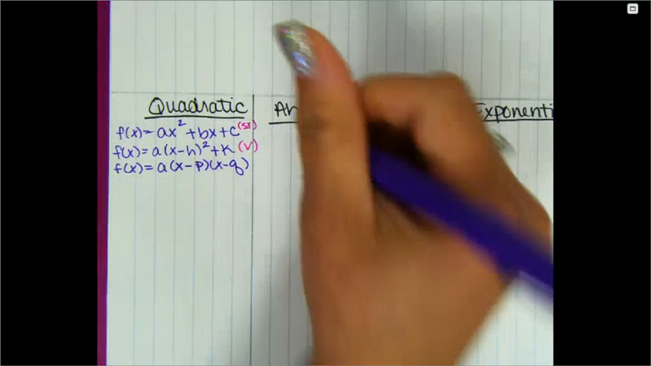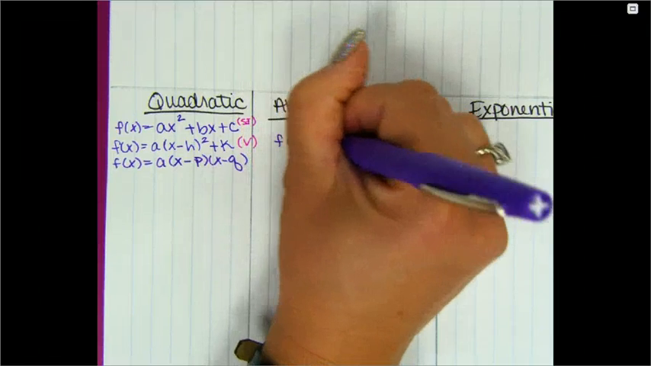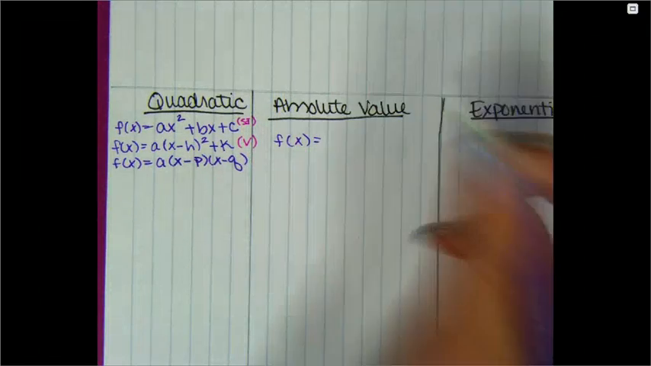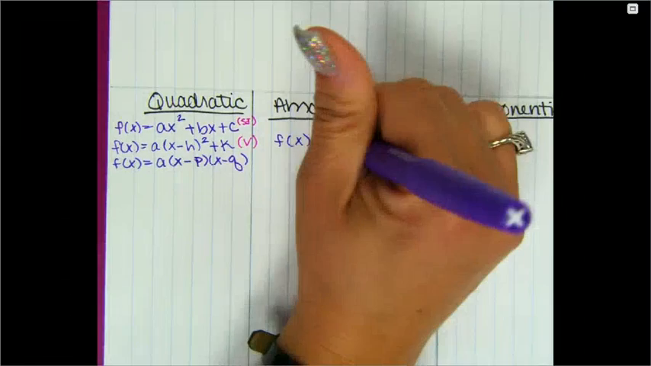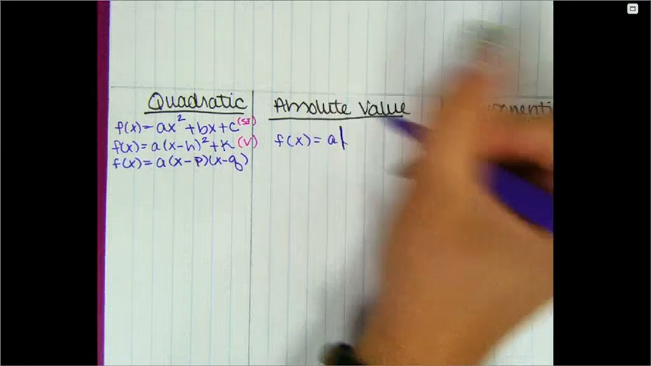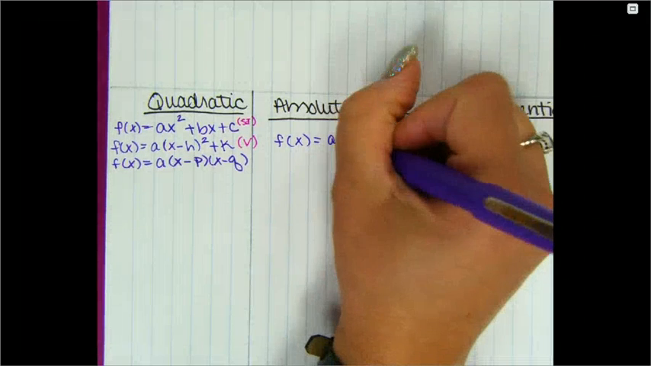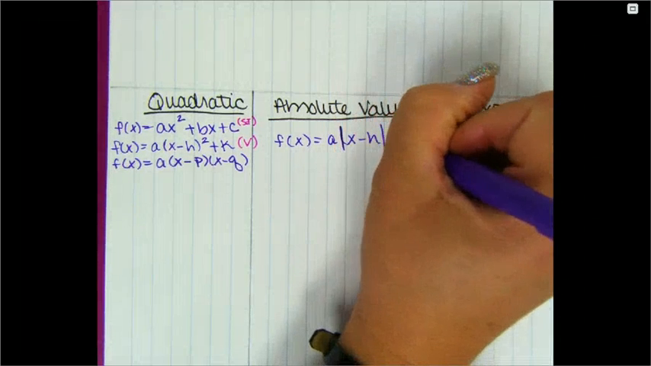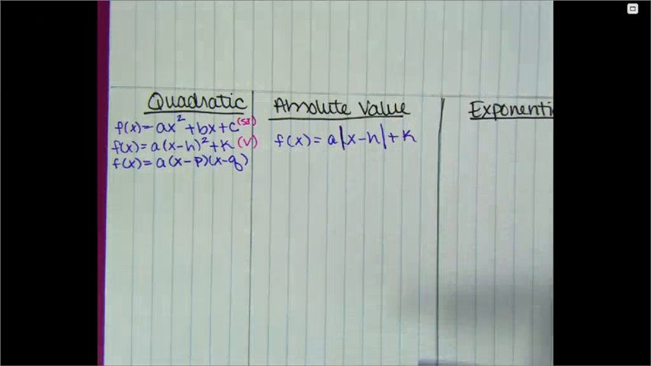For absolute value, how to write absolute value? F of x equals what? Oops. There's no parenthesis. Sorry. A, absolute value, he's right. x minus h, plus k.